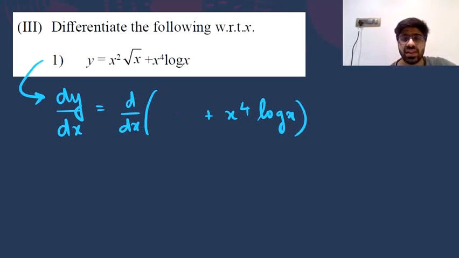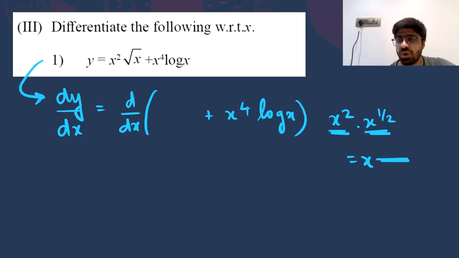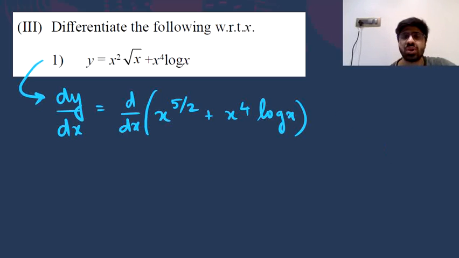X square into root x. Root x is x power half. So x power m into x power n, that will be x power m plus n, and 2 plus half will be equal to 5 by 2. So the first term here, that is x square into root x, becomes equal to x power 5 by 2. And after writing that term as x power 5 by 2, we can split the two brackets.